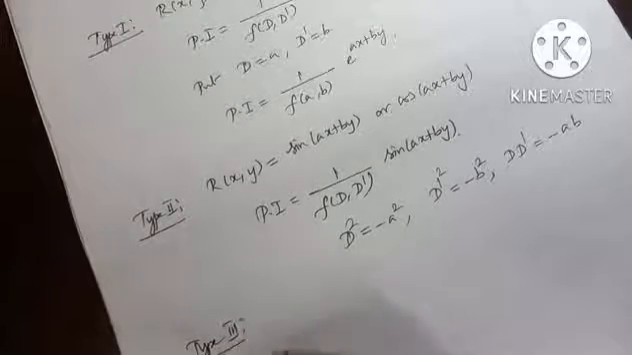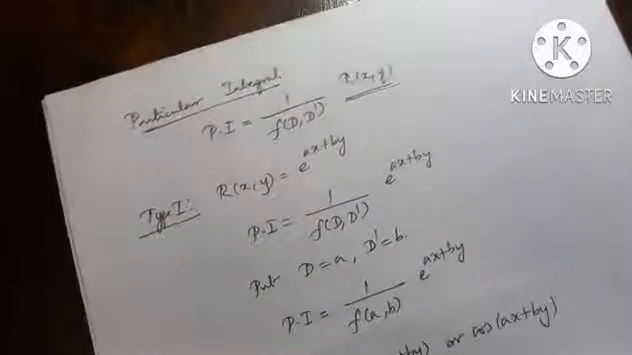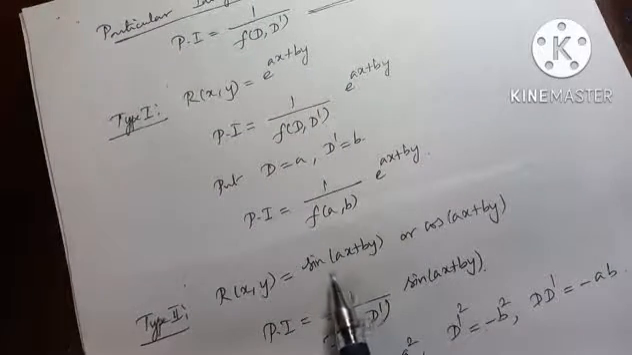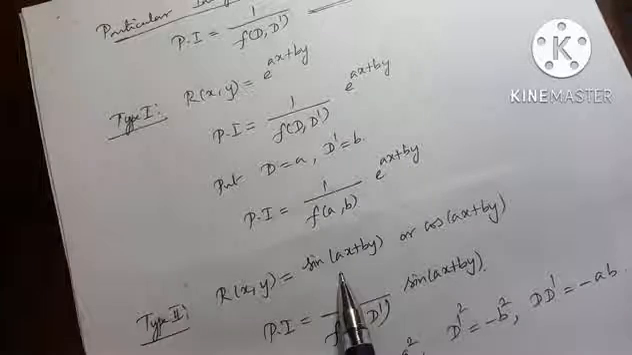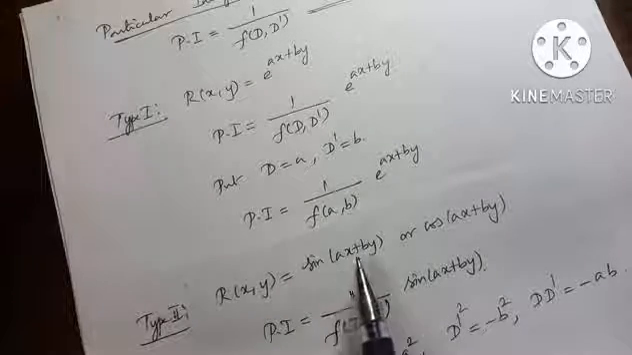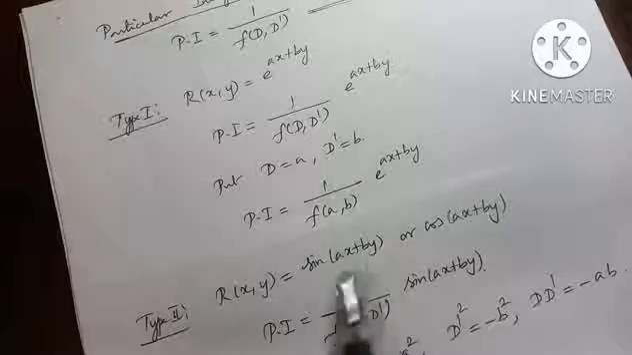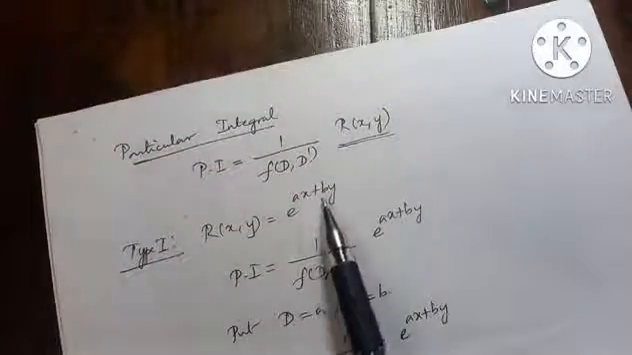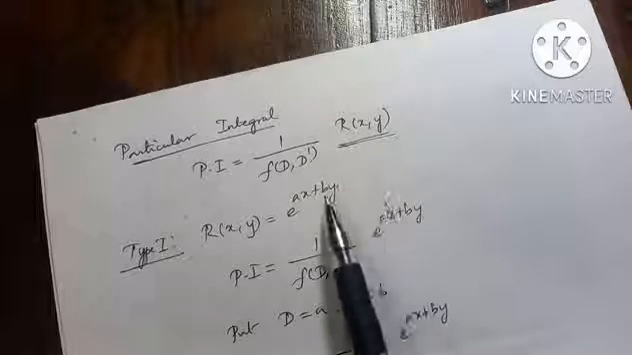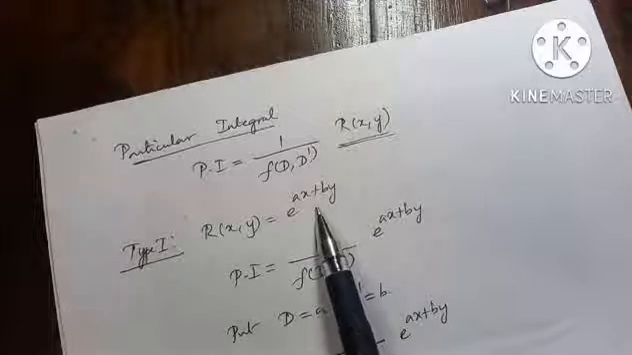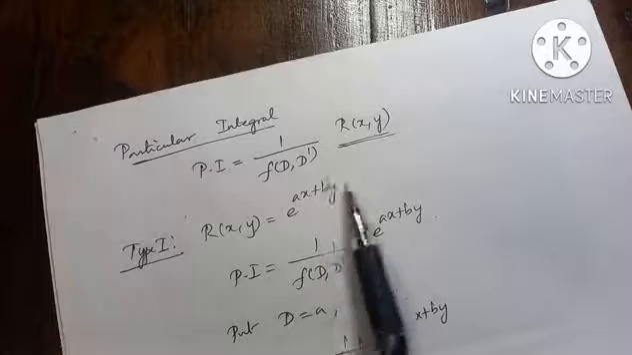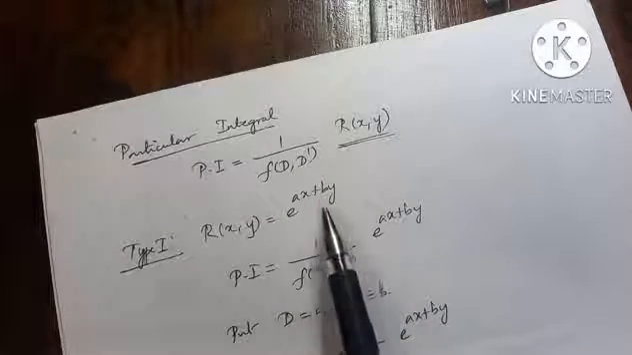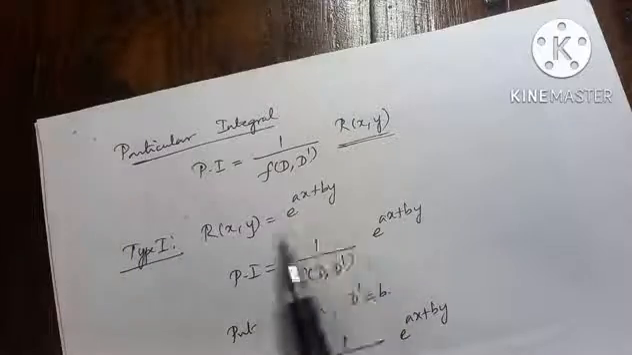You should know one thing: not only simply sine of, cos of. In case you have sine A sine B form, cos A cos B form, sine A cos B form, all come under this rule. Not only simply e power ax plus by: hyperbolic functions and constant functions all come under type 1. E power ax plus by, hyperbolic function and constant function, all come under type 1.